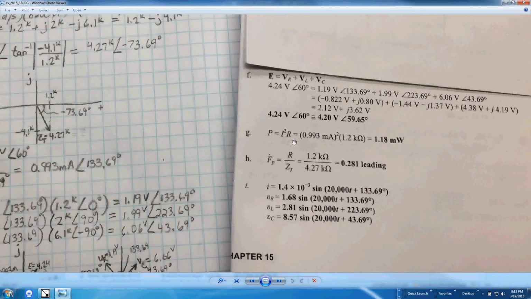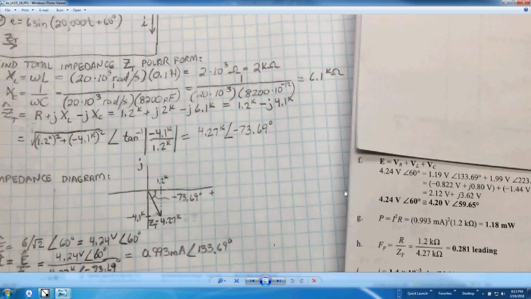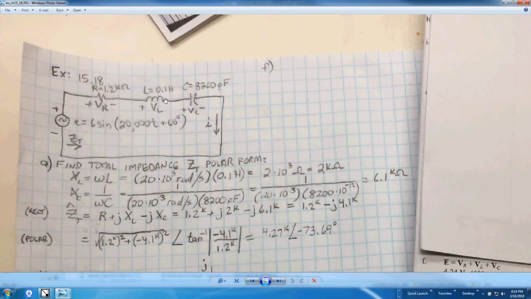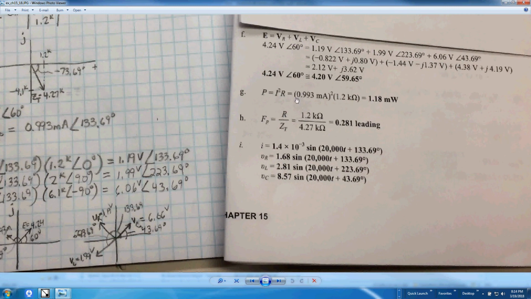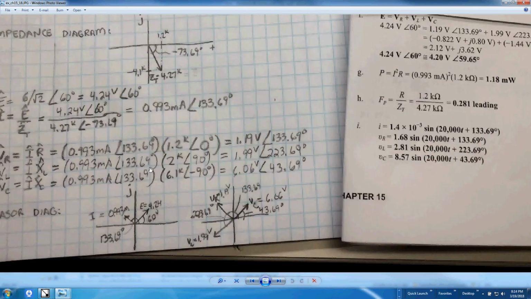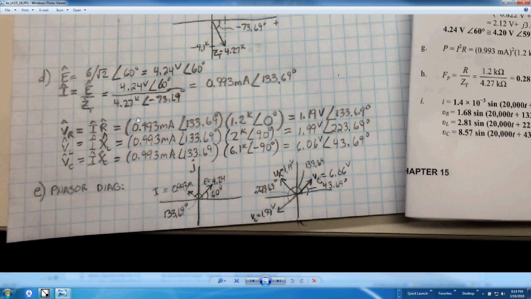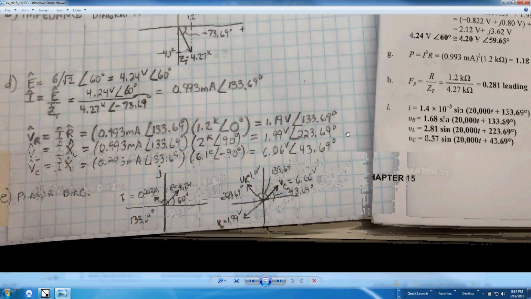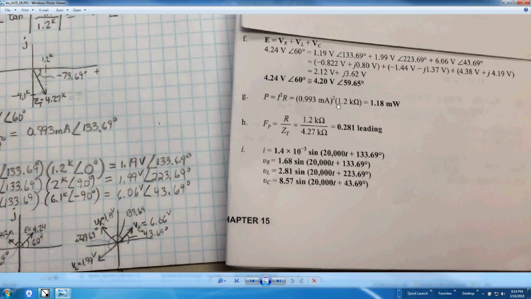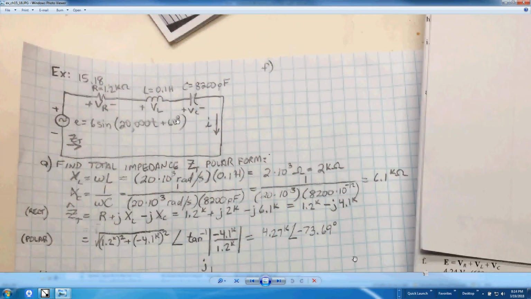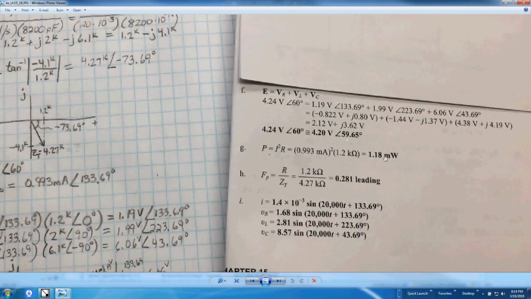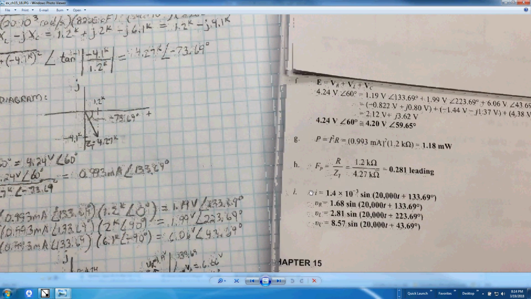Part G is find the average power, and again it equals P equals I squared R, because the capacitive and then the inductive components don't dissipate any power. So you take the value of I, which was this magnitude 0.993, you square it times 1.2K, which was the value given for R, and you get 1.18 milliwatts.